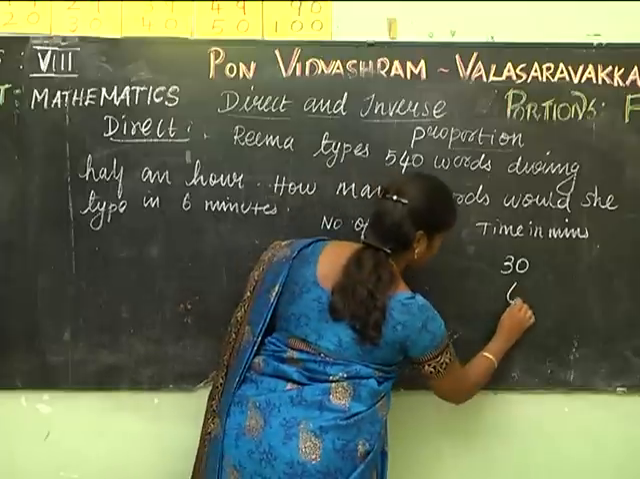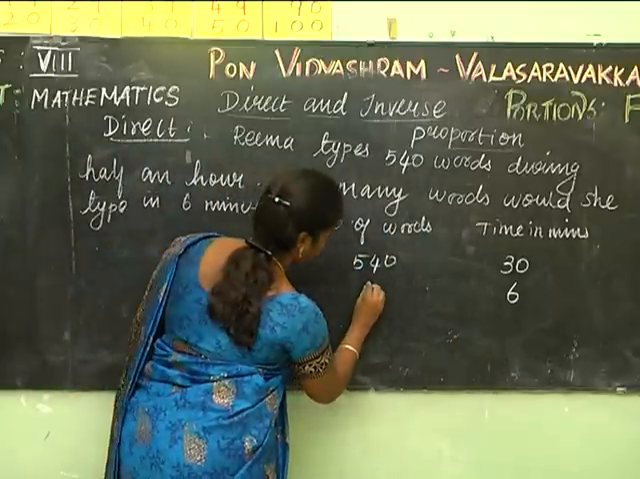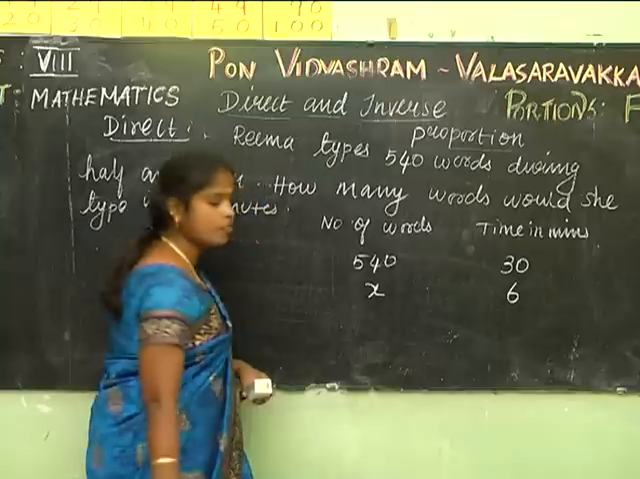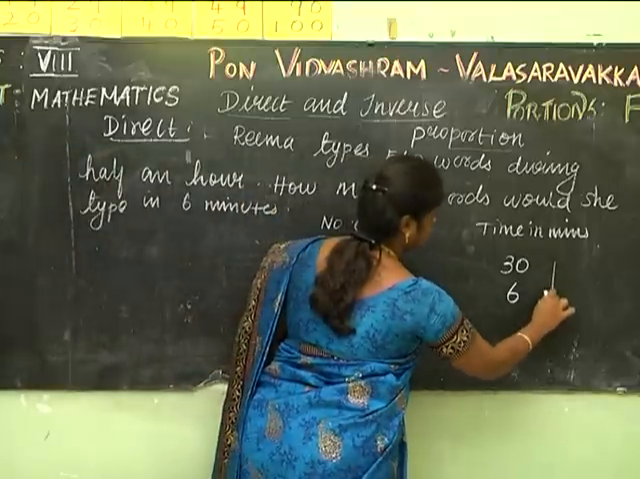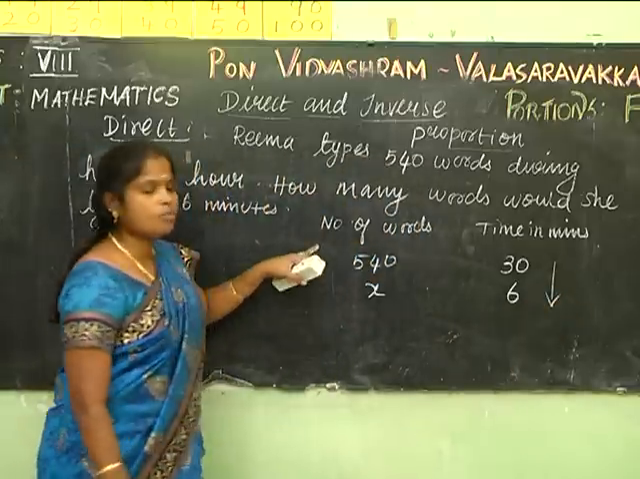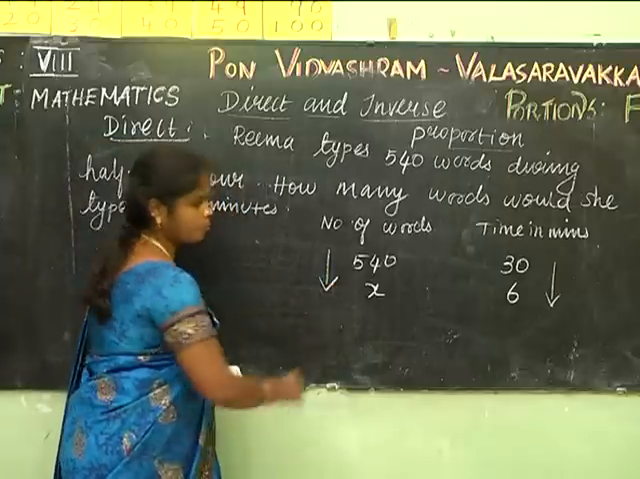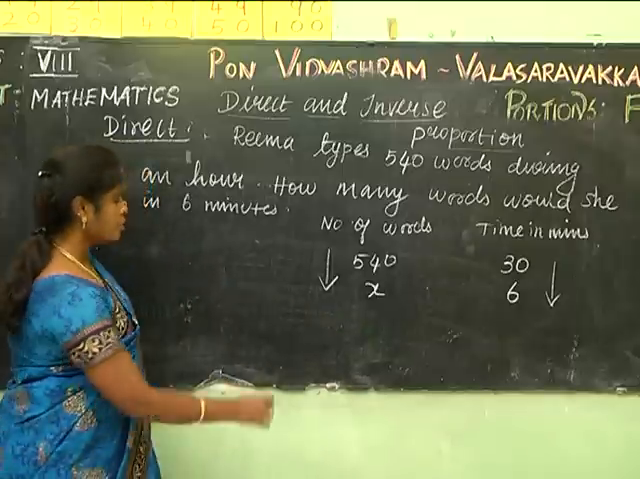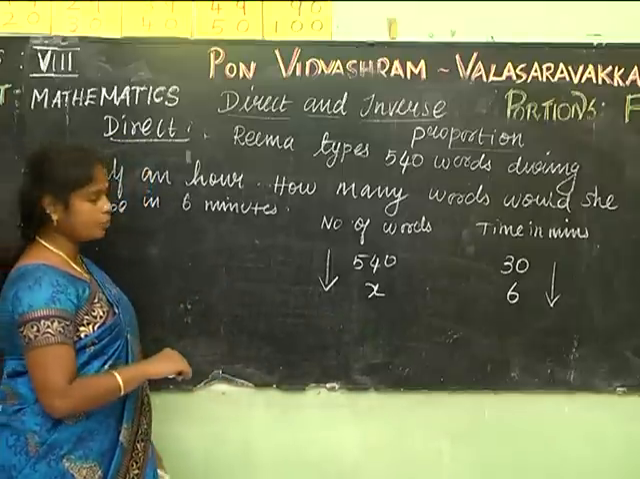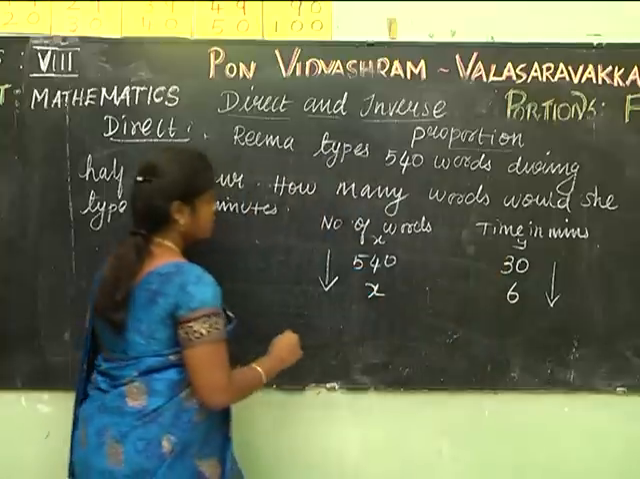So the time is given. We are going to find out how many words she is going to type within 6 minutes. So let us take the unknown value as x. We know that when the time decreases, the number of words will also decrease. So these two are in direct proportion. So x is directly proportional to y. So we know that the constant of direct proportion is x by y. This is x and this is y.